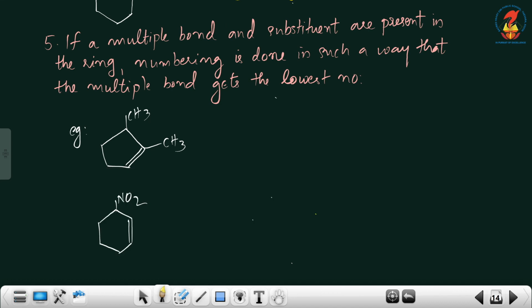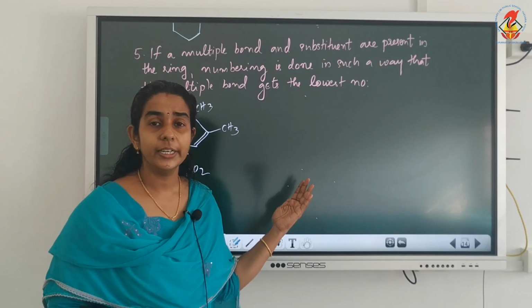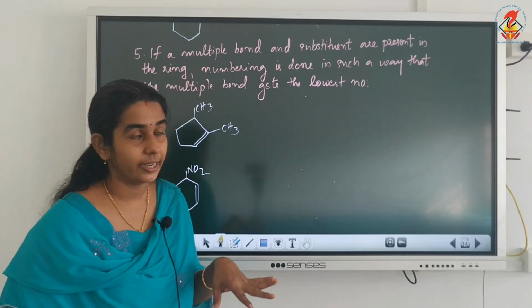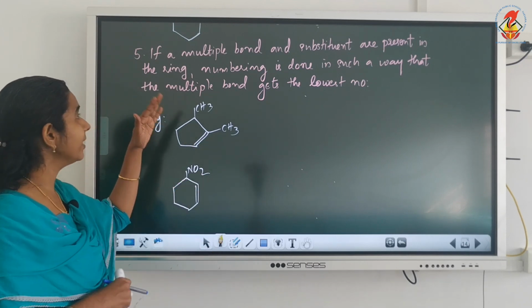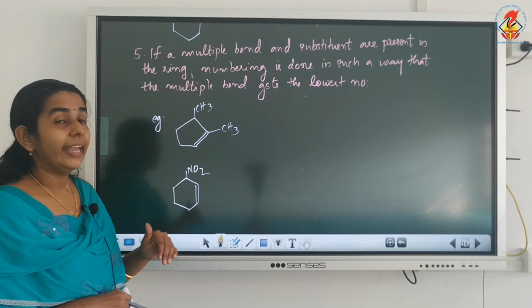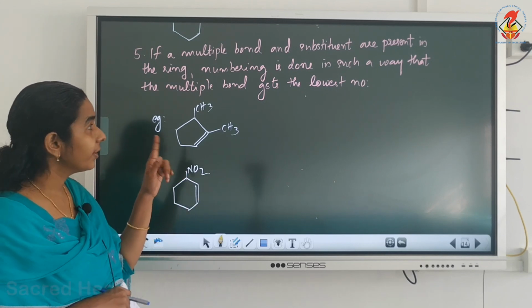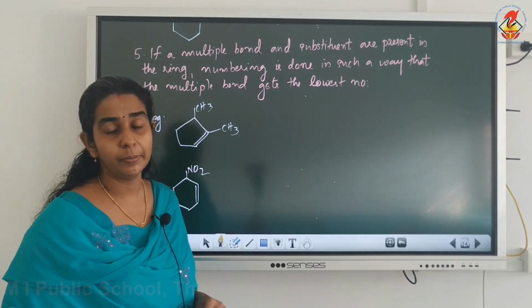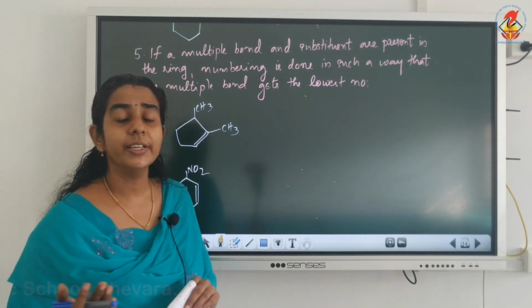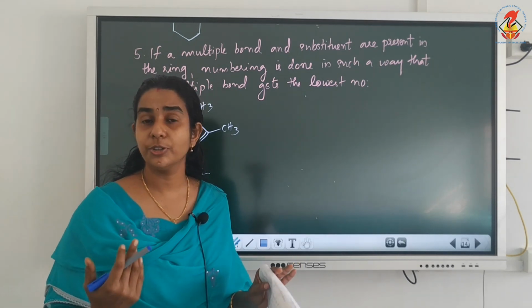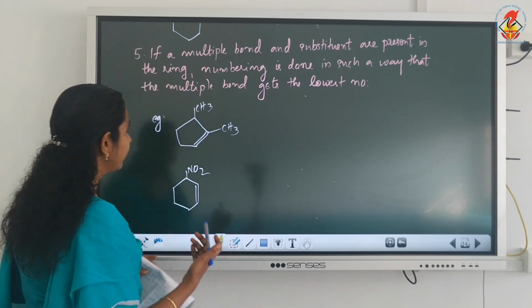Now the next rule is if a multiple bond or a substituent. Now in the previous example the functional group or the multiple bond was present in the side chain, not in the ring. Now in the second case, if a multiple bond or a substituent is present in the ring, then the numbering should be done in the ring in such a way that the multiple bond gets the lowest possible number, because we know when we see the priority, substituents have least priority and double bonds and triple bonds have higher priority, isn't it?